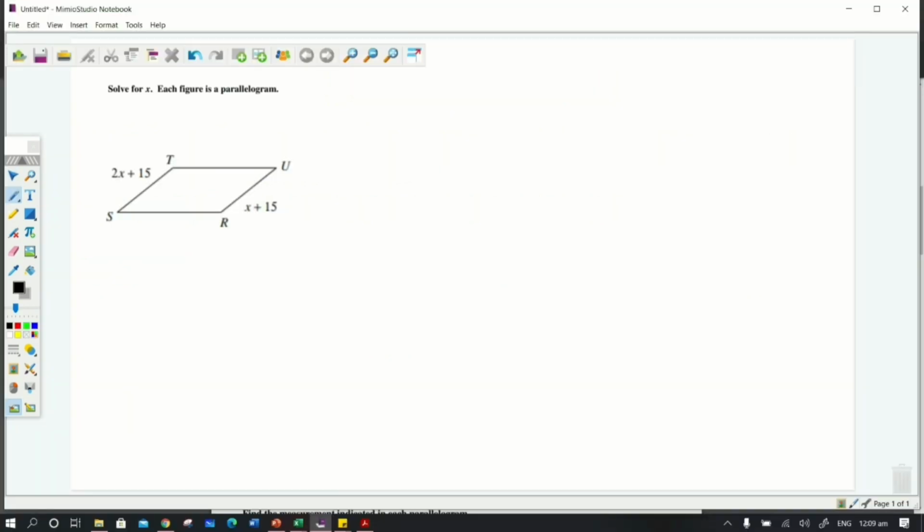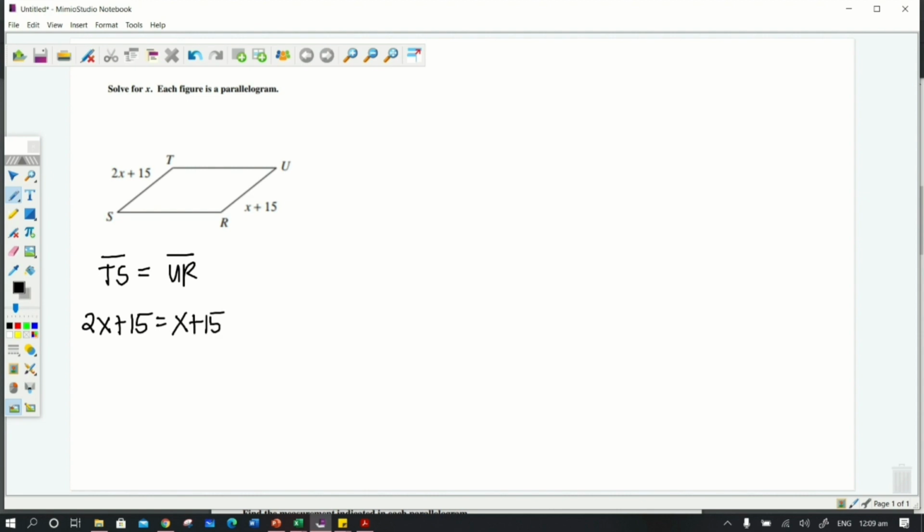In order for us to solve for the value of x in the figure, we're going to apply some of the properties of parallelogram. If you examine, side TS and side UR are opposite to each other. In a parallelogram, opposite sides are congruent. So, side TS is equal to side UR. Then we substitute. Side TS measures 2x plus 15, which is equal to side UR, which is x plus 15.